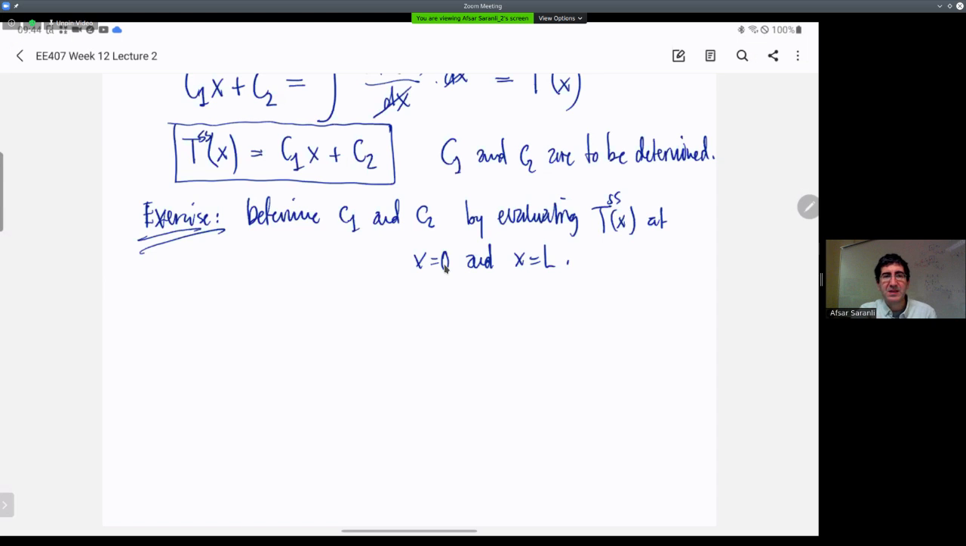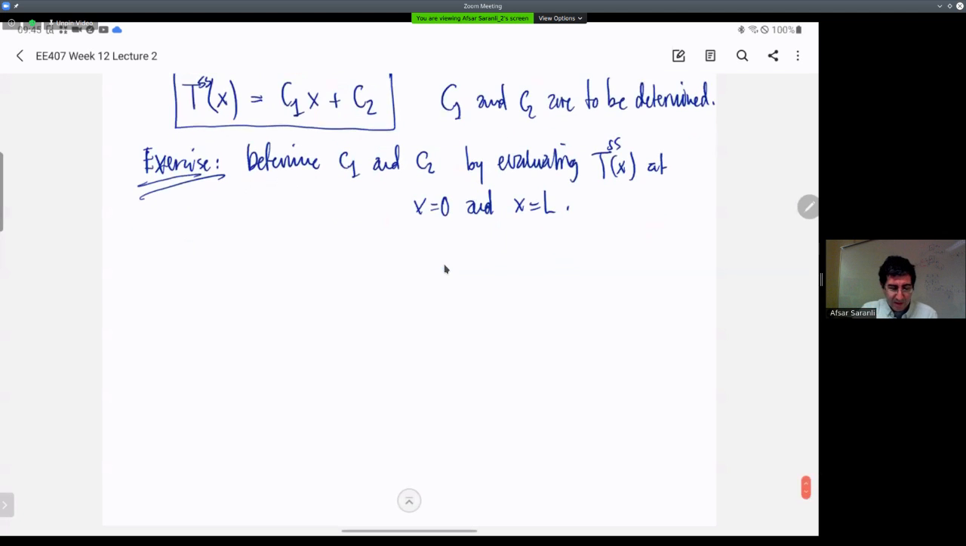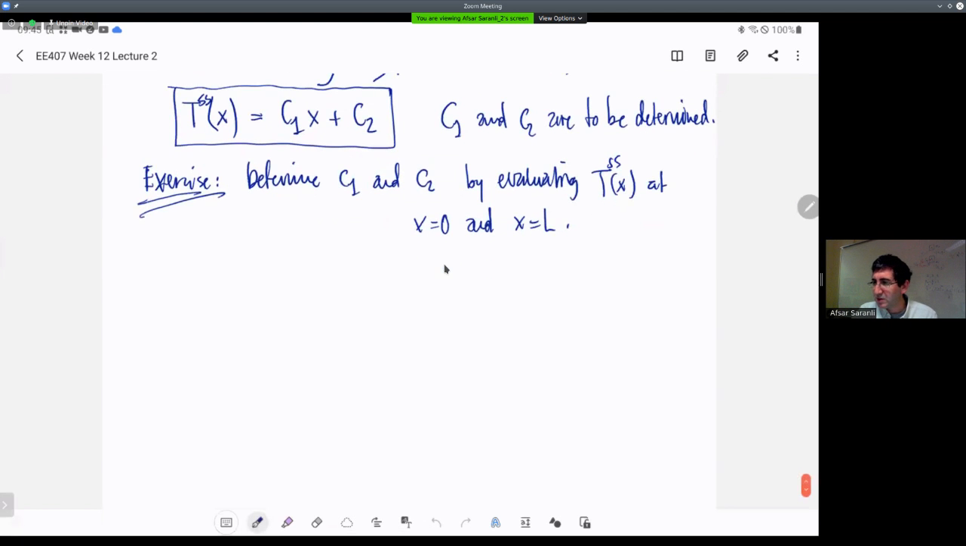Okay, and we have seen that we have a linear dependence on x with two, I wouldn't say constants, but basically I have two parameters, c1 and c2, which are still not determined, and we also said that you would find them by using the boundary conditions. Okay, so let's also quickly do that. Okay, the boundary conditions.